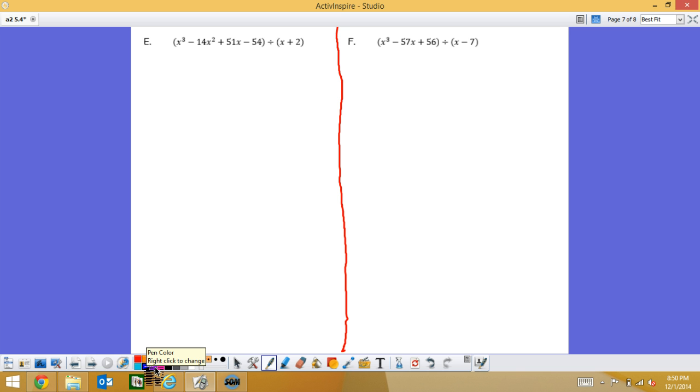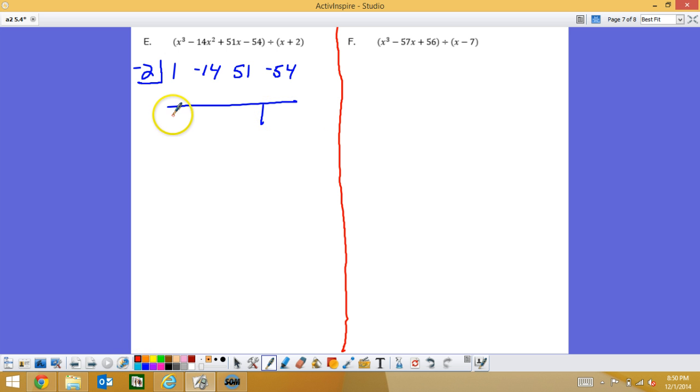So for E, in the box, we'll go negative 2. Remember, change the sign. And then we have our coefficients straight out from that box. And down here will be our remainder.